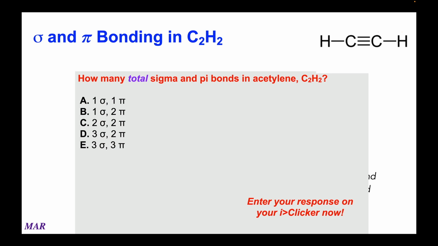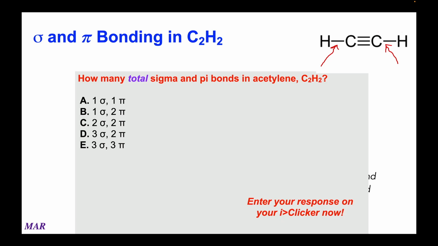This is a question you might see. It says how many total sigma and pi bonds are in acetylene, C2H2, and the Lewis structure is listed up there on the top. All right, so first of all, every time you have a single bond, that's a sigma bond. So there's one sigma right there, and there's one sigma between that CH right there. So that's two sigmas. And then in the middle there, you have that CC triple bond. You have one sigma and two pi bonds. So triple means one sigma and two pi.